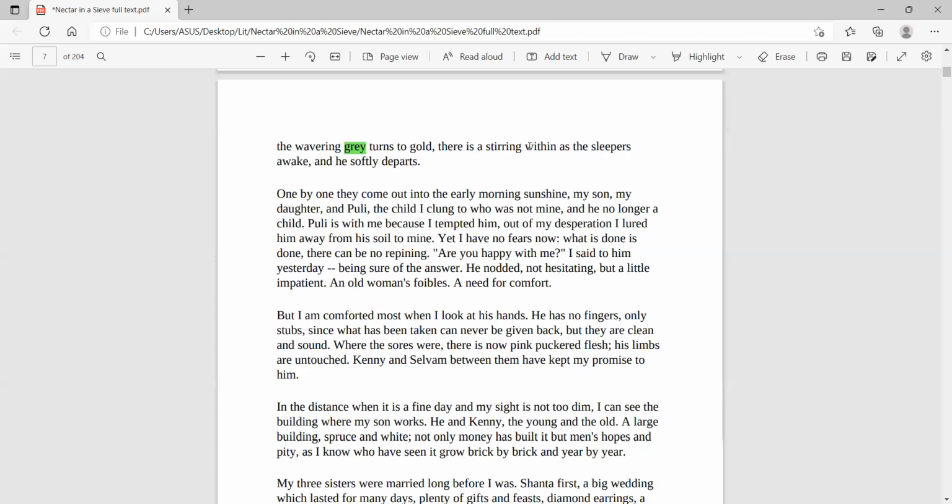Okay, so what happens here? One by one, they come out into the early morning sunshine. My son, my daughter, and Puli, the child I clung to. What is that? Clung to is held on or attached to. Okay? Held on or attached to. And he no longer a child, which means he has grown up. Puli is with me because I tempted him. Tempted is to persuade or to force. Okay? Out of my desperation.